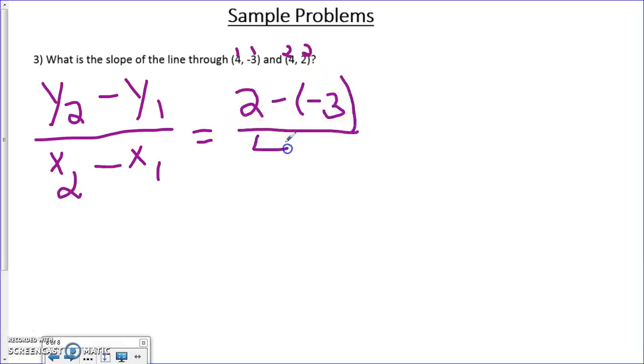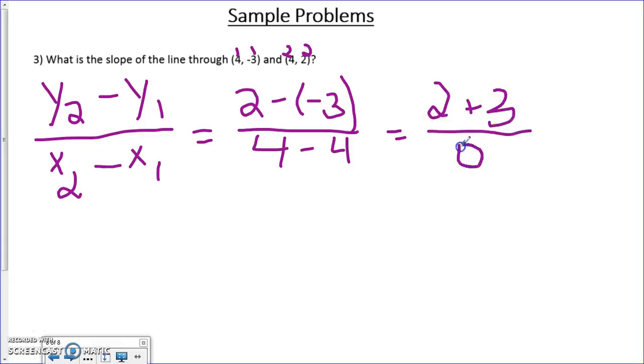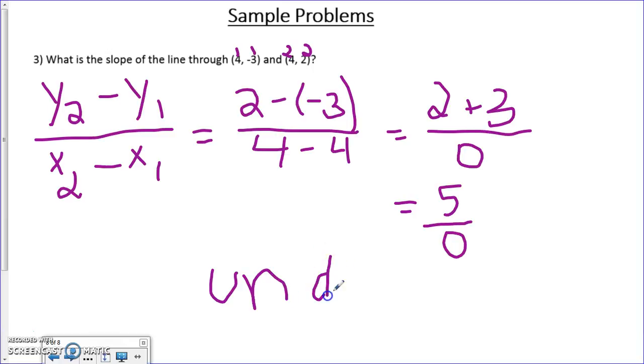over 4 minus 4, which simplifies to 2 plus 3 all over 0, which is 5 over 0, but can you ever divide a number by 0? No, if you try to do this in the calculator, you will get an error message, so therefore the slope is undefined. If 0 was in the numerator, the slope would be 0.